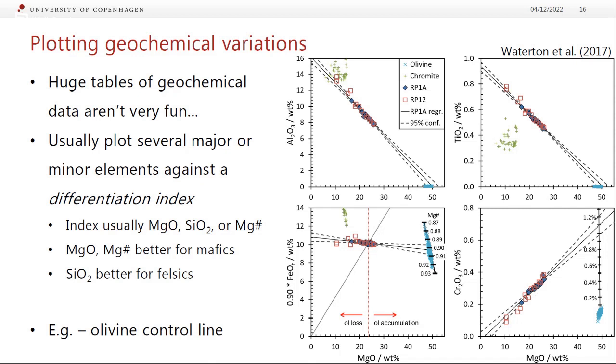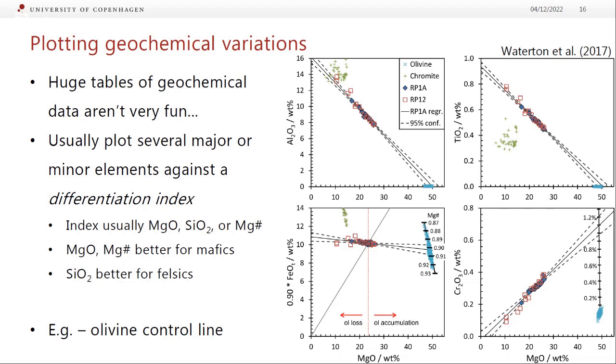But what we can see here, if we plot aluminium against magnesium, is that as this suite of lavas crystallized or evolved, the aluminium and magnesium were varying in a systematic way, right? Here it's an incredibly straight line, and if we extrapolate that line out, it actually points to olivine. So this is what we call the olivine control line. Just olivine is crystallizing, and we're changing the composition of the lava away from olivine.